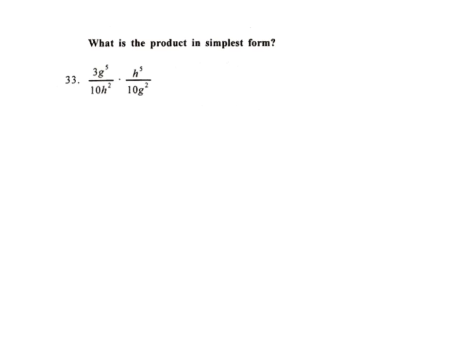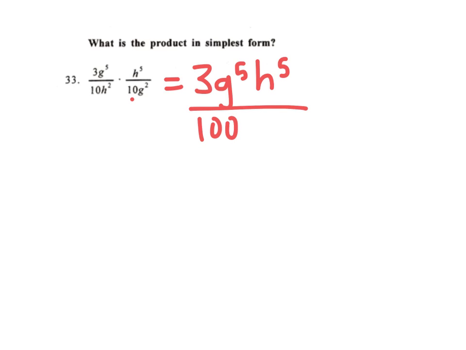So I am going to have on top 3g to the 5th, h to the 5th. And then on the bottom, I have 10 times 10 gives me 100. So 100 h squared, g squared. And just for the sake of putting them in the same spot, let's do g first: g squared, h squared.